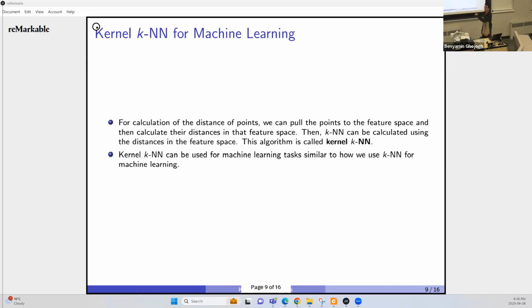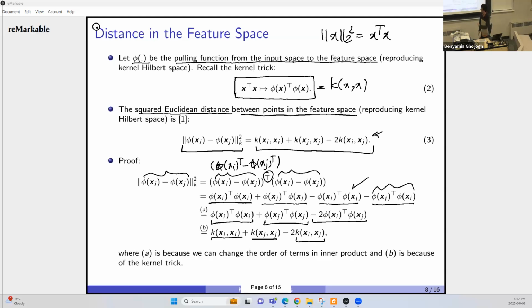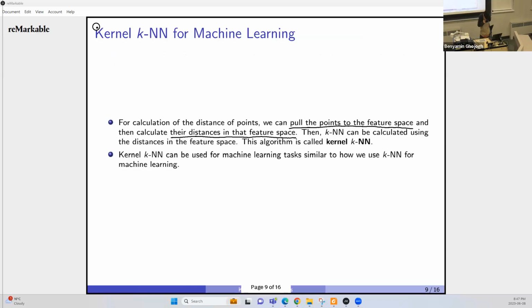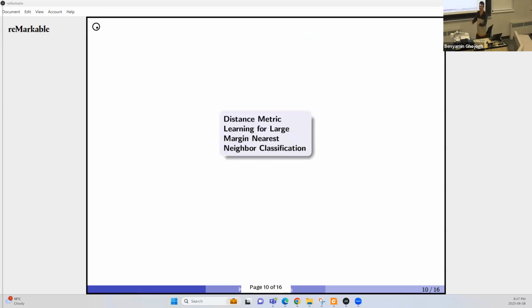Now we are going to use this for KNN. So for calculation of the distances of points, we can pull the points to the feature space and then calculate their distances in that feature space. Note that here, as we see, the distance doesn't care about phi's. It only cares about phi transpose phi, which is a kernel function, right? So we use this distance in KNN formulation, either for regression or classification. It becomes kernel KNN. Kernel KNN can be used similar to how we use KNN for classification.